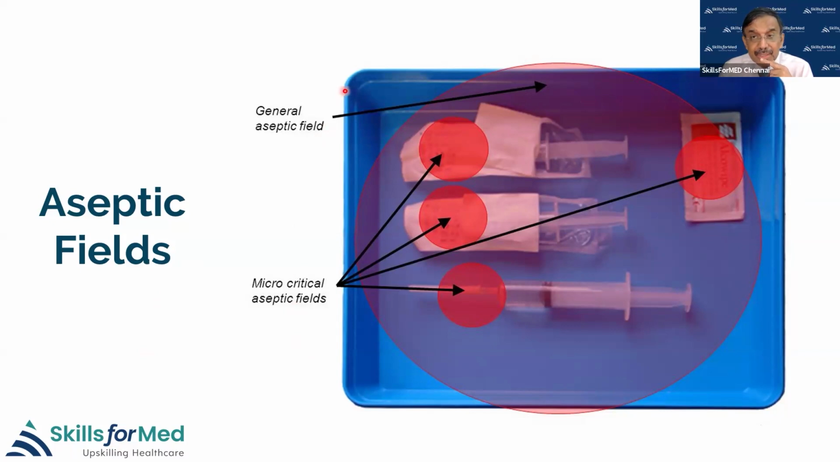So that is why, if you see every procedure, we keep emphasizing: clean the tray with an alcohol swab and then collect the items. Cleaning the tray with the alcohol swab and drying it creates the general aseptic field. It reduces the microbial contamination inside the tray. So that is a general aseptic field. And how you place the syringes, needles and other equipment in the tray is to maintain the micro critical aseptic fields.